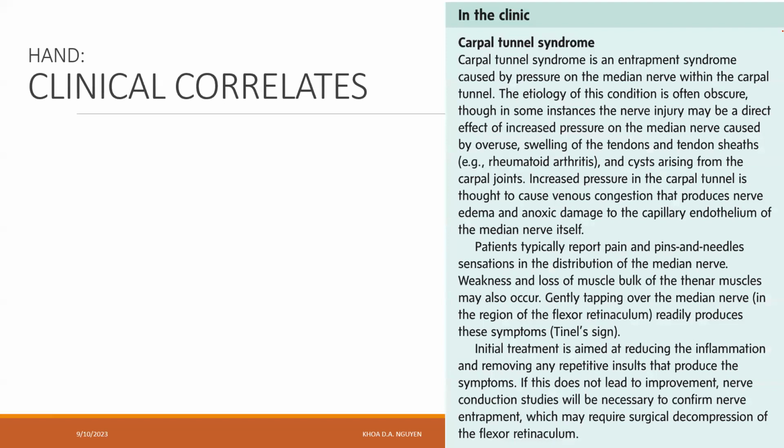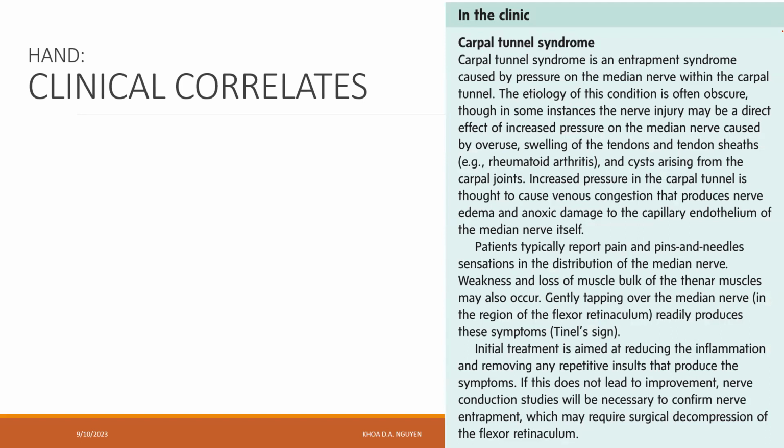Okay, so finally, let's go on to some clinical correlates. All right, so the first clinical correlate we have already seen before, carpal tunnel syndrome. So carpal tunnel syndrome is what? It is the compression of the median nerve as it travels within the carpal tunnel. There can be many causes of carpal tunnel syndrome, but more often than not, it is the compression of the median nerve by a swollen tendon or a bursitis causing the bursa to increase in size and compress the nerve.